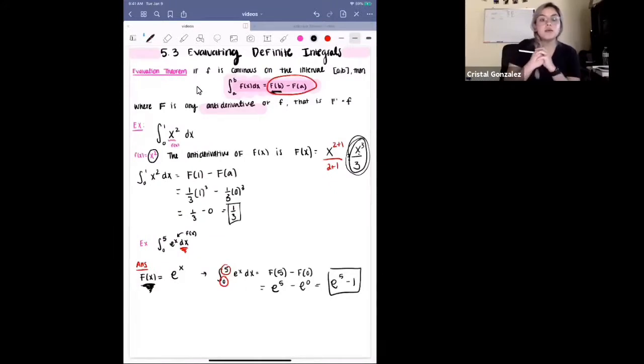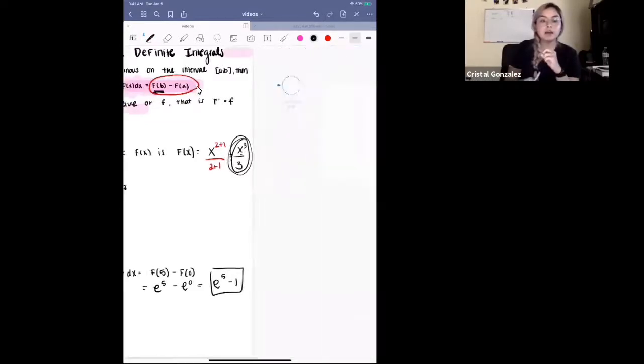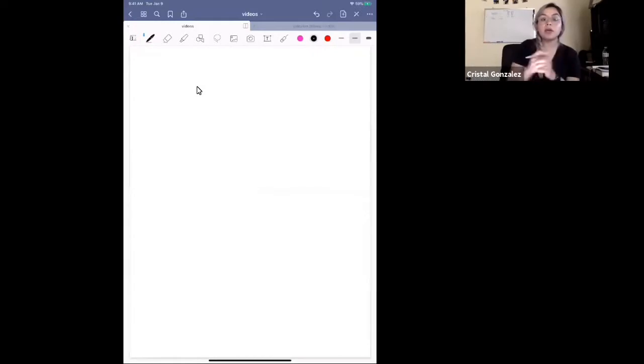And so now let's just do one more just to get some practice. And then we'll talk about the indefinite integral after this example. So let's do one more example.